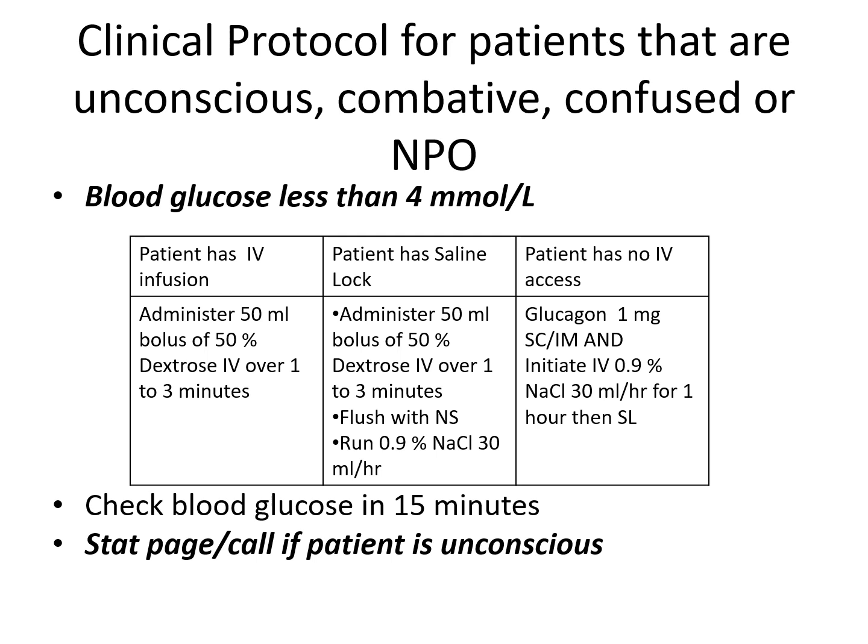You will also run normal saline at 30 ml per hour. If no IV access, you are unable to get a saline lock in the patient, you can administer glucagon 1 mg subcutaneously or intramuscular and initiate IV normal saline at 30 ml per hour, then convert this to a saline lock. You will need to recheck their blood glucose in 15 minutes. If at any point in time the patient becomes unconscious, you will need to stat page the physician.